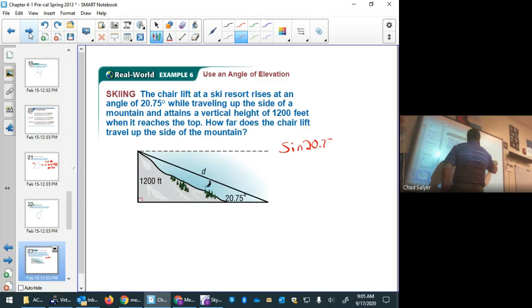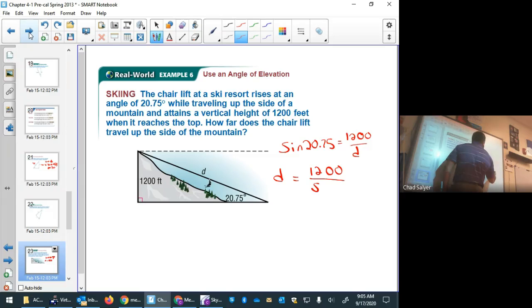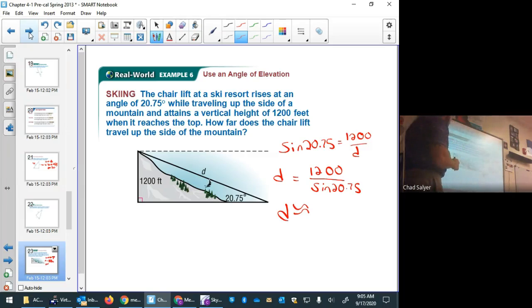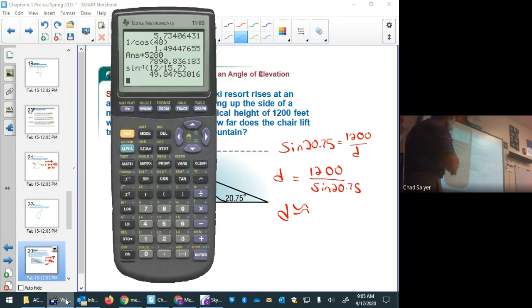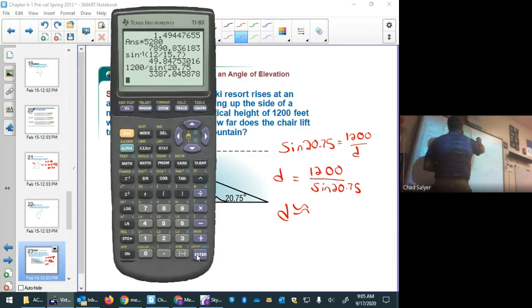Sine of 20.75 equals the opposite over the hypotenuse. Again, the algebra is a little funky here. Multiply both sides by d and divide both sides by the sine of 20.75. And I get the following, which I'll approximate. And we'll just go to the nearest foot because that's what we've been doing. Boom. 3387 is the nearest foot.